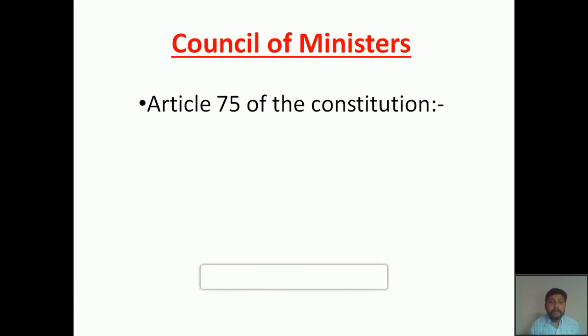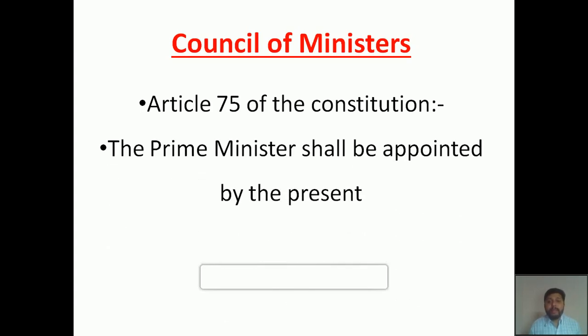So before we move to that, according to Article 75 of the Constitution, the Prime Minister shall be appointed by the President. We have already seen this particular point in the previous class. So the Prime Minister will be appointed by the President, but he cannot simply appoint a person as the Prime Minister. Certain criteria are there. I have already explained those points in the previous class, because the leader of the majority party in the Lok Sabha will be appointed as the Prime Minister. So certain rules and regulations, certain guidelines are there with the President if he wants to elect a person as the Prime Minister.